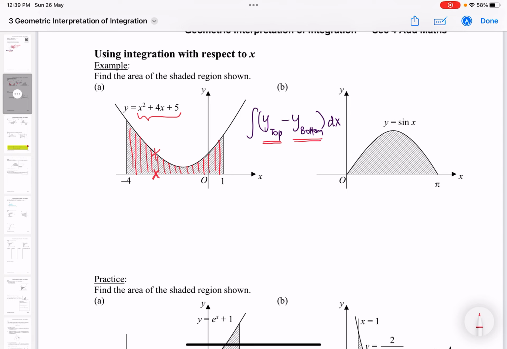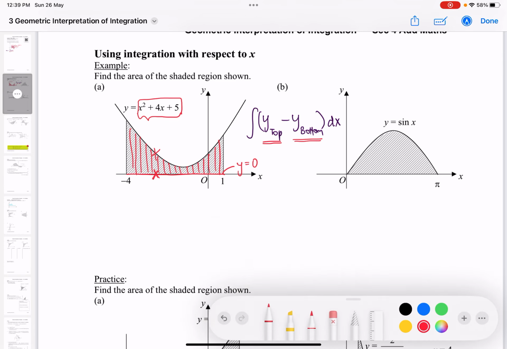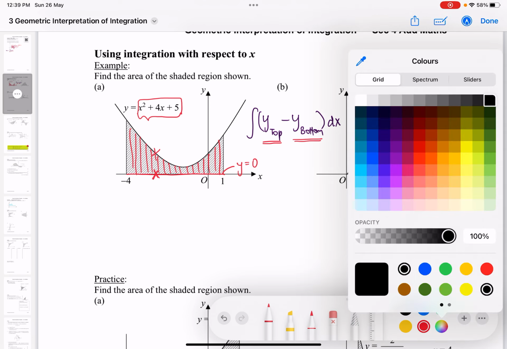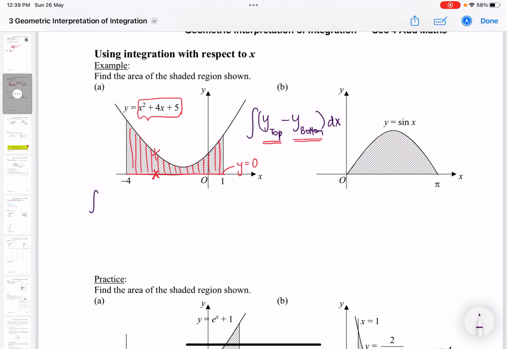Of course, for all the rectangles, it will actually be the function x squared plus 4x plus 5. So this will be the y coordinate of all the points at the top. And then for the bottom, in this case, it's y equals 0. So basically, we don't need to write minus 0, but anyway, it's actually subtracting the 0 for all the y coordinates at the bottom. Once we have this, we can write down the integral. So we're going to have to integrate x squared plus 4x plus 5 minus 0 with respect to x. I'm not going to write the minus 0. And we're going to integrate this from negative 4 to 1.